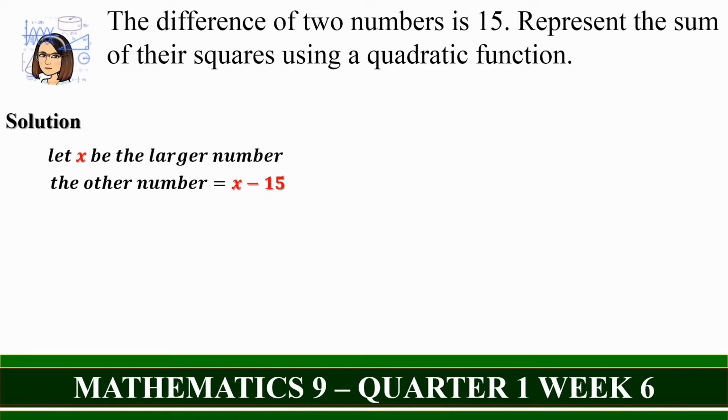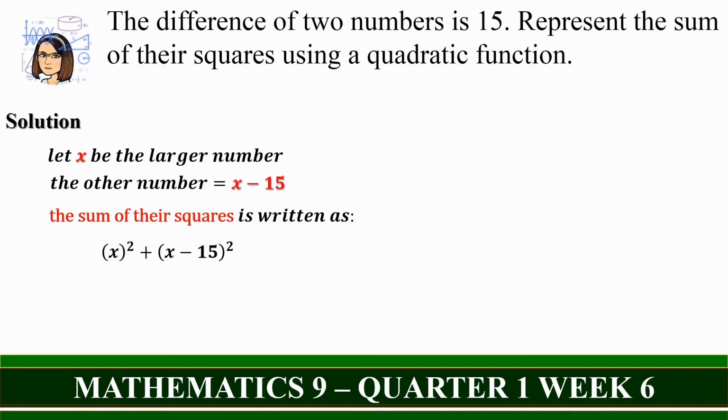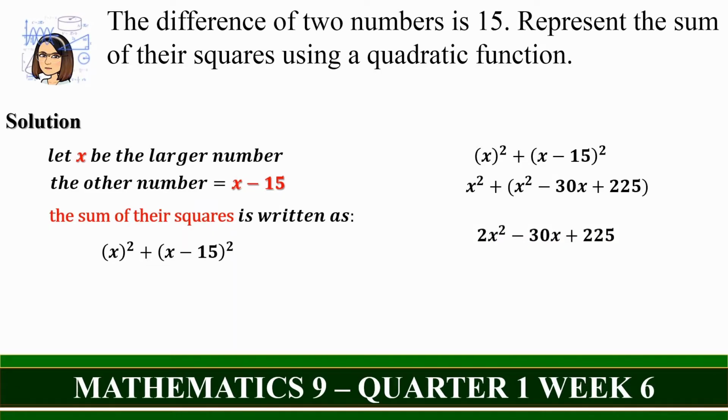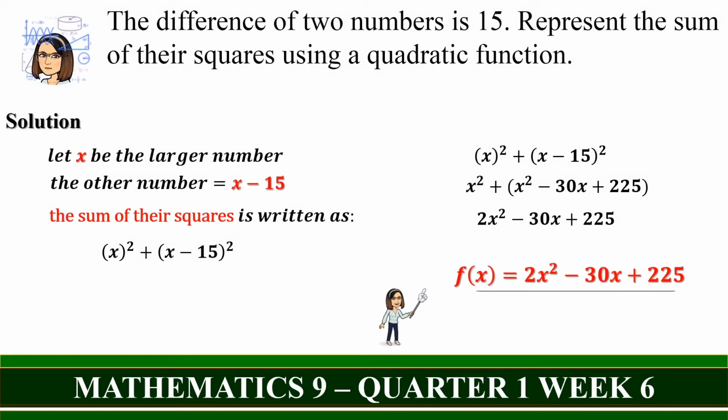The sum of their squares is written as the square of x plus the square of the quantity x minus 15. The square of x is x squared, and the square of x minus 15 is x squared minus 30x plus 225. Simplify by adding the like terms, we get 2x squared minus 30x plus 225. Represented as a quadratic function, the answer is f of x equals 2x squared minus 30x plus 225.